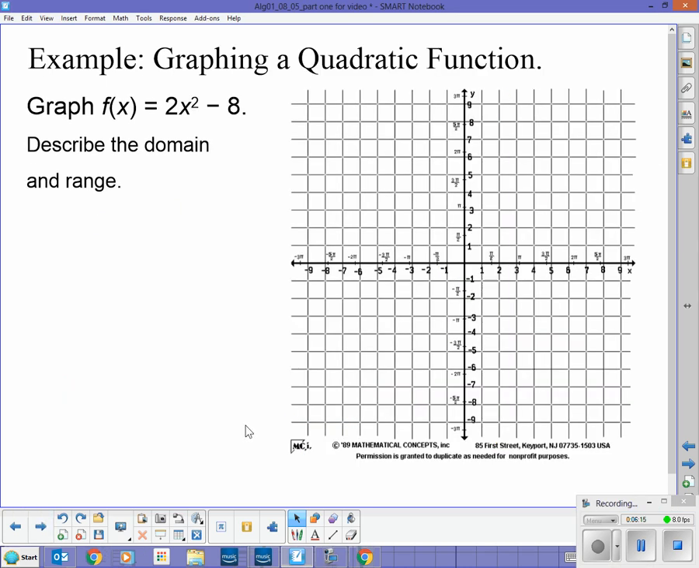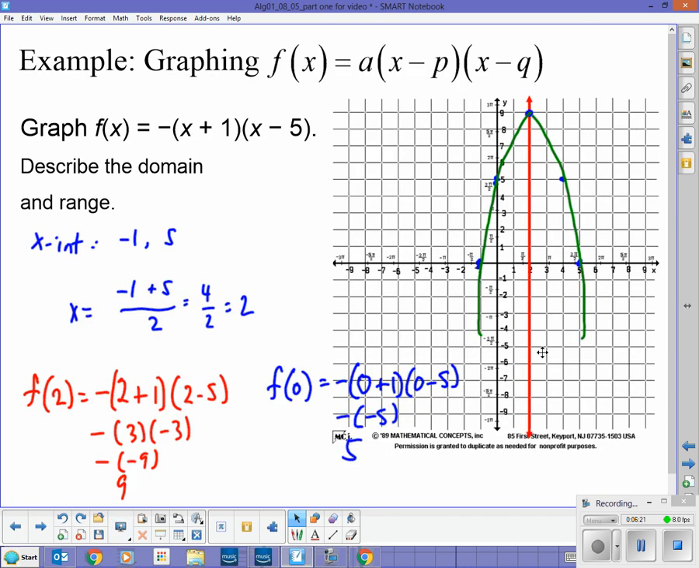Of course, the domain here is all real numbers, and the range is y is less than or equal to 9, because the range is anything below my vertex.